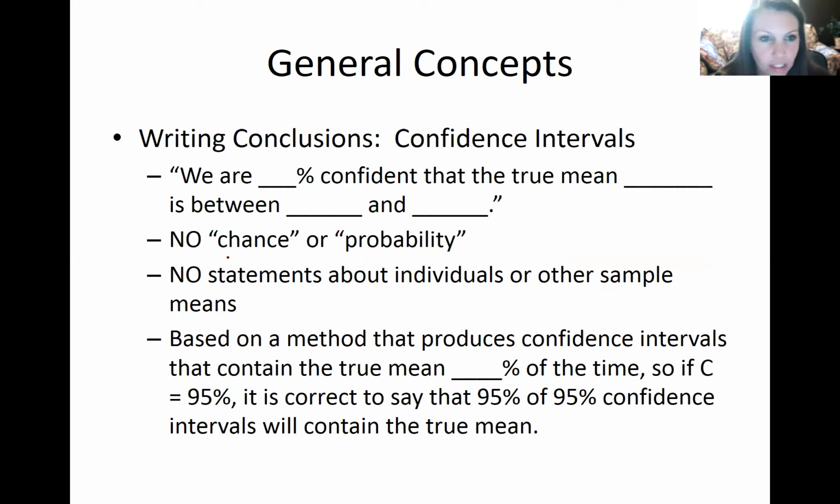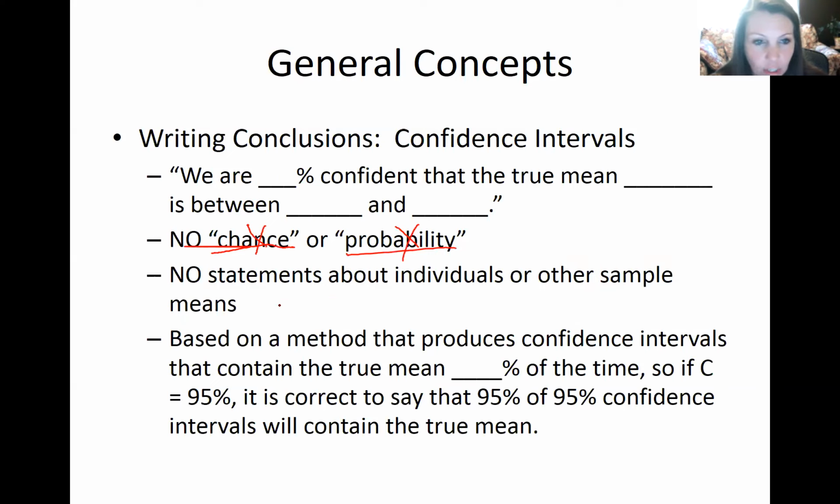So words that you want to really watch out for are chance or probability, because if we have a concluding statement that has an actual confidence interval in it, like the actual numbers from a confidence interval, then you can't use the words chance or probability about that interval.